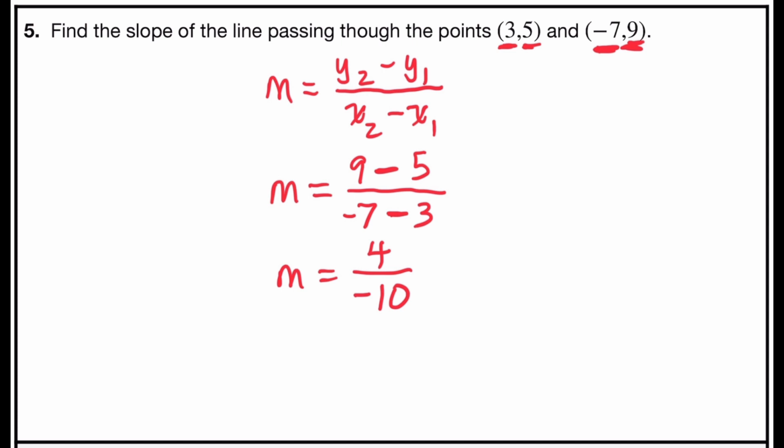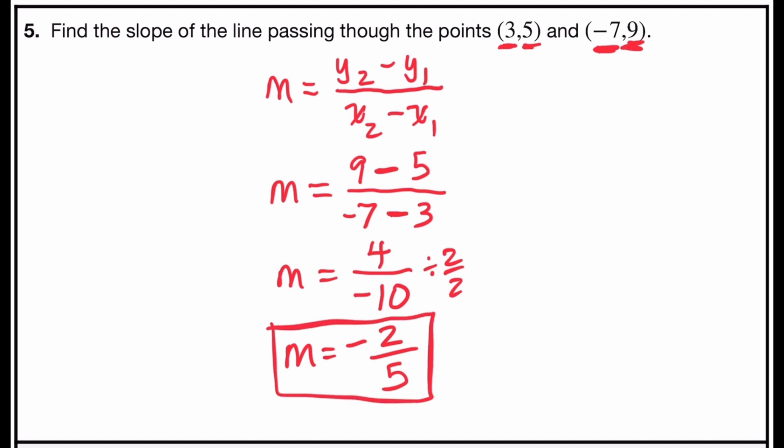Now 4 cannot be divided by 10 cleanly. However, I can reduce that fraction by 2 over 2. So 4 divided by 2 is 2, and 10 divided by 2 is 5, and a positive divided by a negative is a negative. So the slope of this line would be represented as negative 2/5.